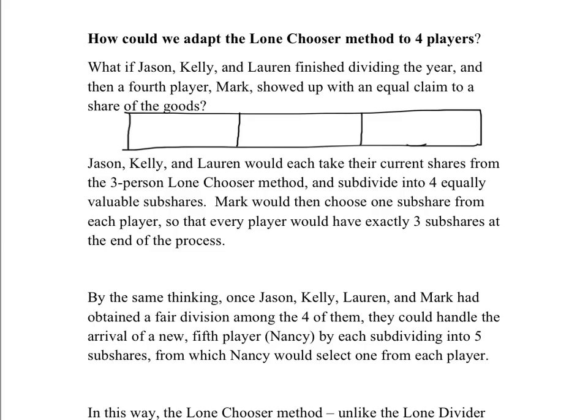Well, they should each subdivide their current share into 4 equally valuable subshares. Why 4 equally valuable subshares? That way Mark will select 1 from Jason, 1 from Kelly, 1 from Lauren. He'll have 3 subshares. Jason will be left with 3 subshares. Kelly will be left with 3, and Lauren will be left with 3. Everyone will have 3 subshares at the end of the day.